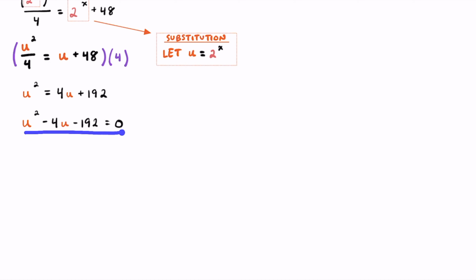At this point, we have this quadratic equation written in standard form, and you could solve it by using the quadratic formula. You could try completing the square, or we could hopefully factor this. I'm going to make a tree for 192 real quick.